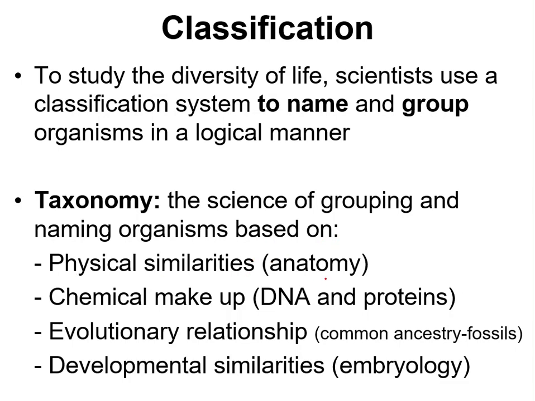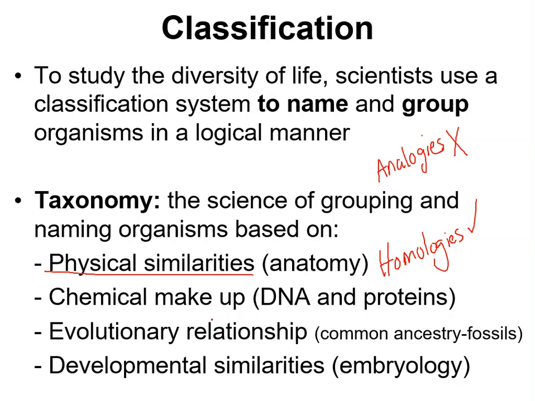So physical similarities, particularly homologies. Remember, homologous structures. So homologous structures are structures that indicate common ancestry. Those are the physical similarities we want to use. The analogous structures, remember, analogies are due to convergent evolution and do not demonstrate common ancestry. So analogous structures are not good to use. You want to use homologous structures when you're looking at physical similarities.